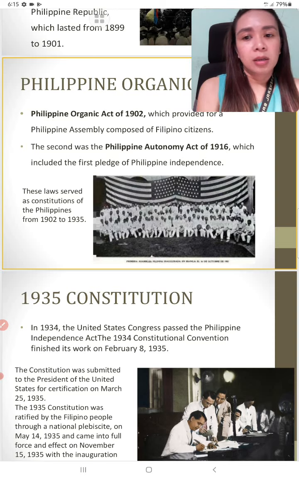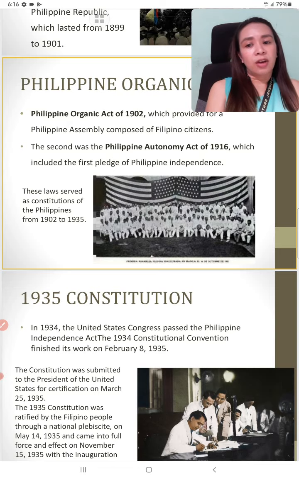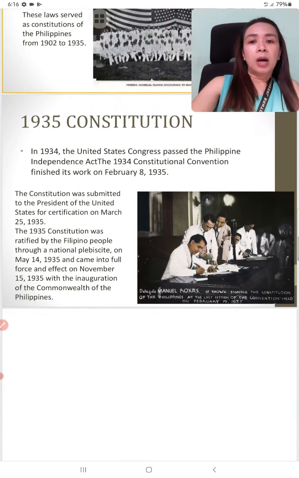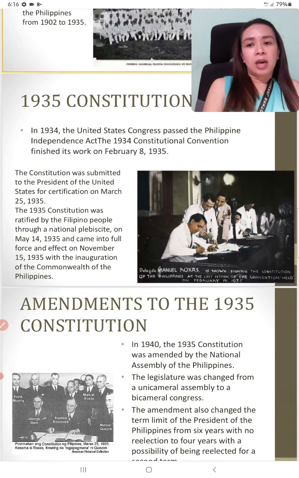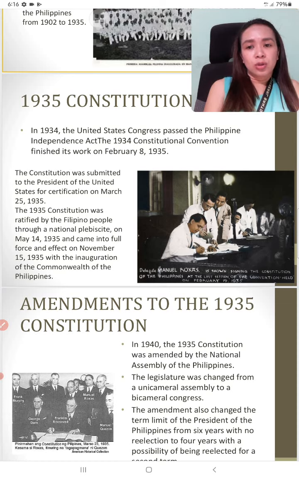12 years ba, yun yung 12 or 14, 1902 to 1916, kasi di ba yun yung promise ng America, in 12 years we'll give you transition na we will totally give you your independence, and through that the Philippine Autonomy Act of 1916 was created. These laws served as Constitution of the Philippines from 1901 to 1935, because in 1935 meron tayong bagong constitution na nagawa, and that was when the United States Congress passed the Philippine Independence Act through the 1934 Constitutional Convention.